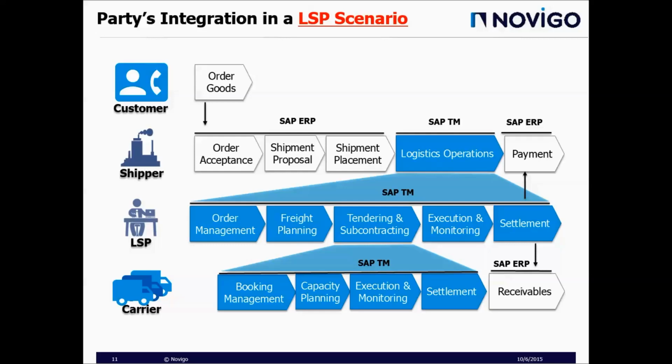As you can see, LSP does all logistics operations, which are order management, freight planning, tendering and subcontracting, execution and monitoring, and settlement. And at the end, we can see the carrier, which has its own sets of activities. After performing tendering and subcontracting by LSP, the carrier starts his tasks by doing booking management, capacity planning, execution and monitoring, and settlement.